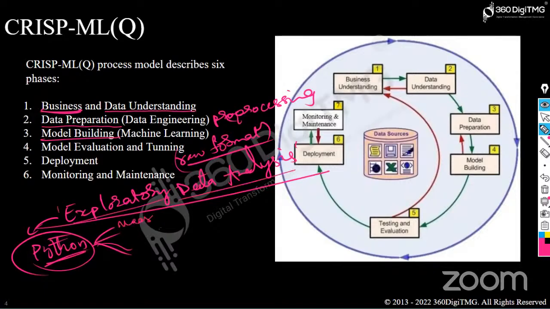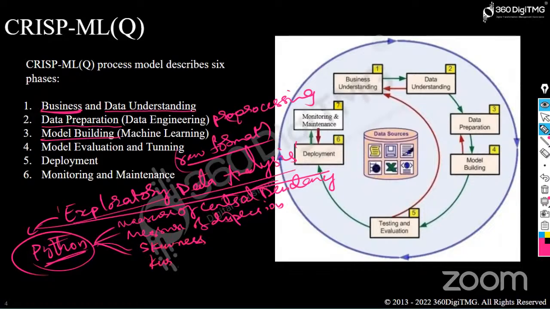First, measure of central tendency, measure of dispersion, skewness, kurtosis, and some graphical representation.